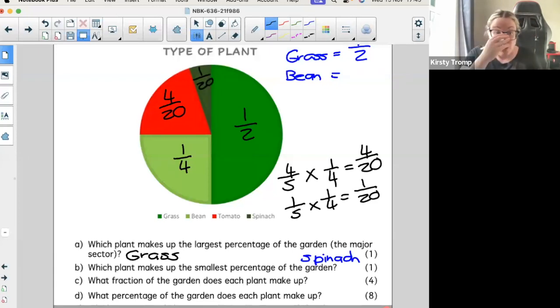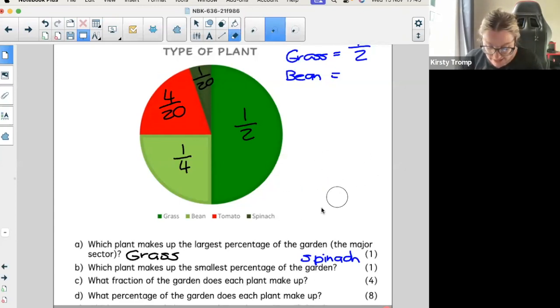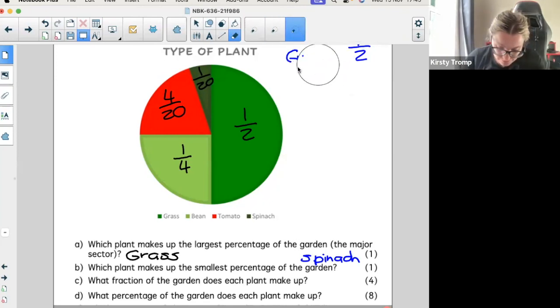1/20. All right. Now we need to see what percentage of the garden does each one make up? What percentage does each one make up? Well, guys, I'm looking at half of 100%. So the whole circle is 100%.